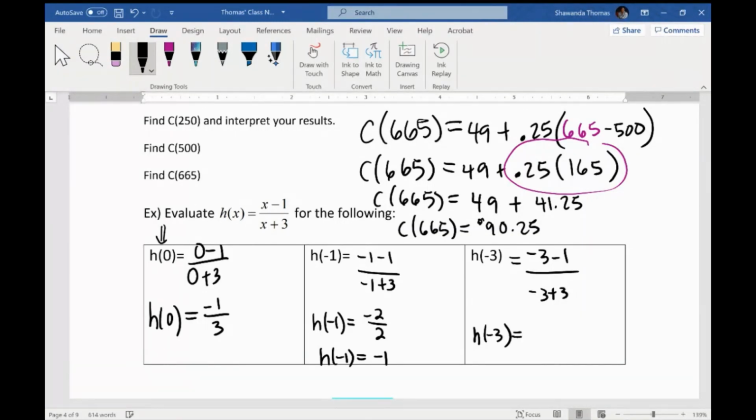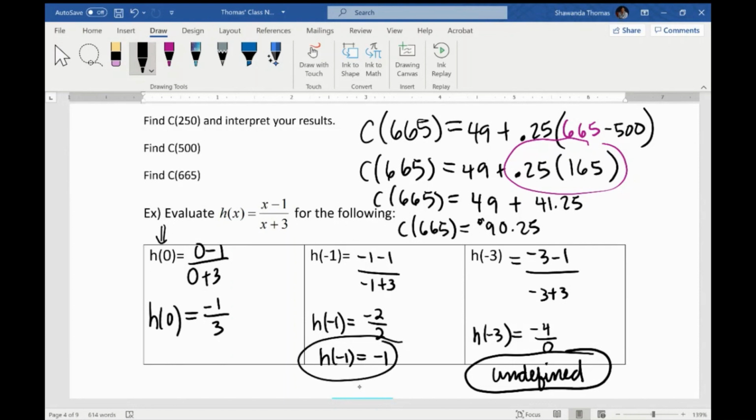All right. So what do y'all get for that? Undefined. Oh, look at that. Very nice. Because it ends up being -4 over 0. And that's a problem, right? It's undefined. So when a 0 is under the line, it's undefined. So that's what I need y'all to circle. Not -4 over 0. I'm looking for the word undefined for that one.